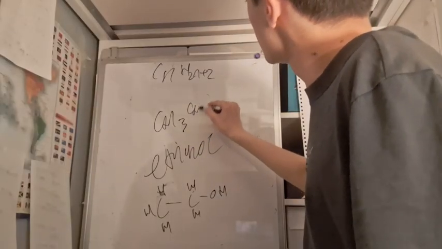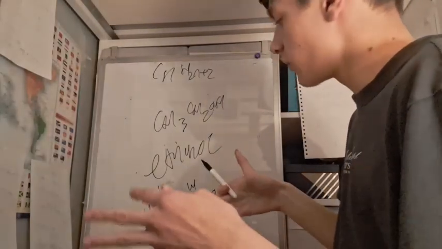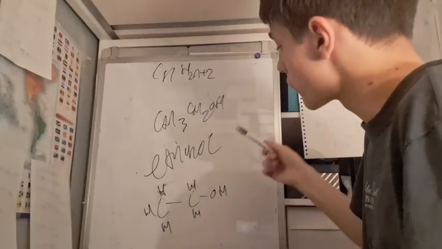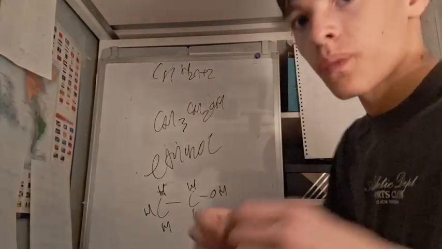CH3, CH2OH. That's how I'd write it. The extended chemical formula, so unsimplified. So CH3, CH2, and OH.